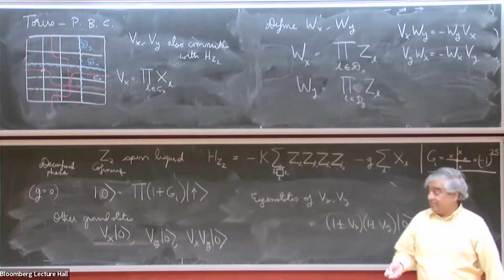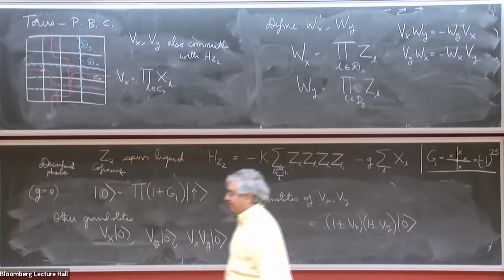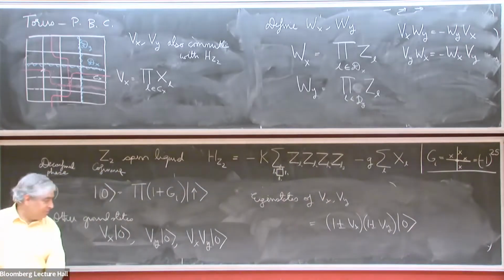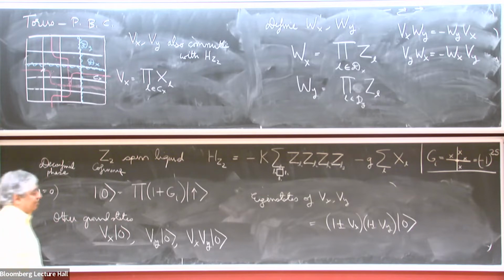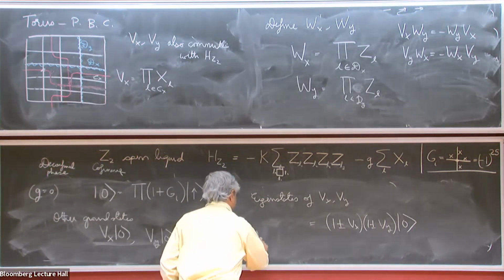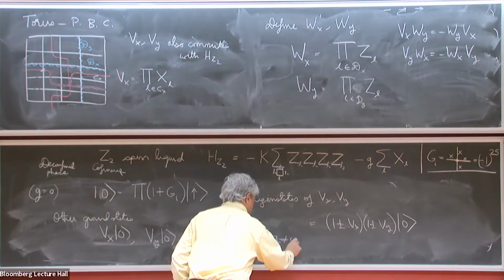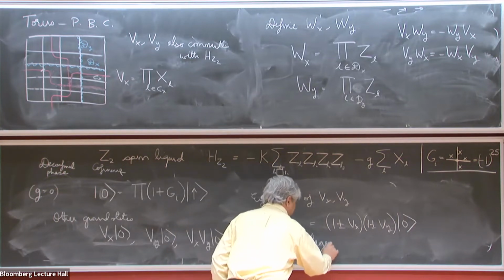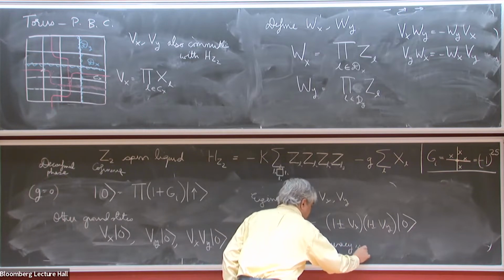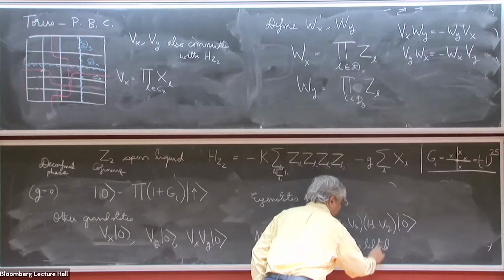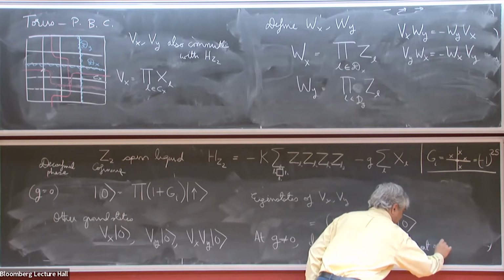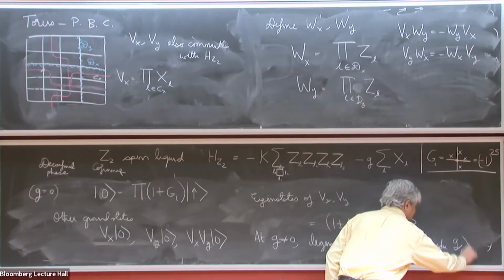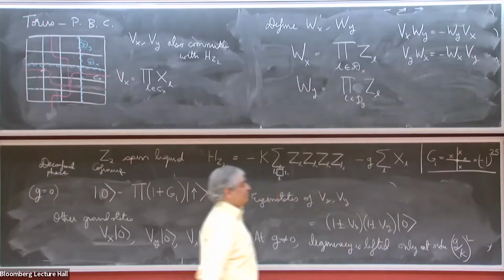So now, of course, the question is, okay, that's great. You got this fourfold degeneracy, but is it really robust? What happens when you turn on G? How is this going to lift the degeneracy between these states? And the important point is that at G not equal to 0, the degeneracy is lifted only at order G over K to the power L, where L is the size of the system.